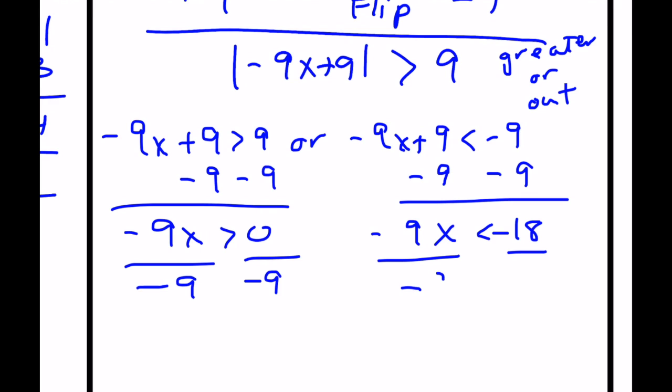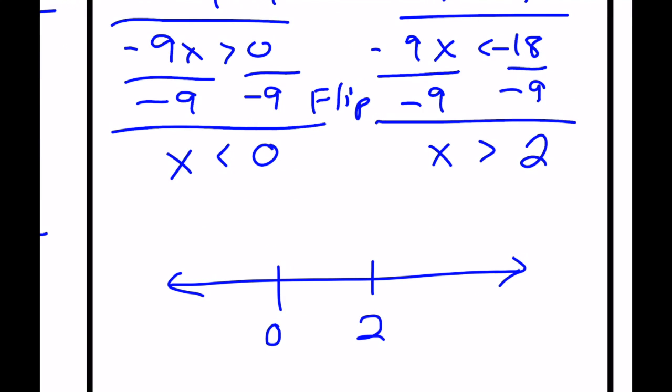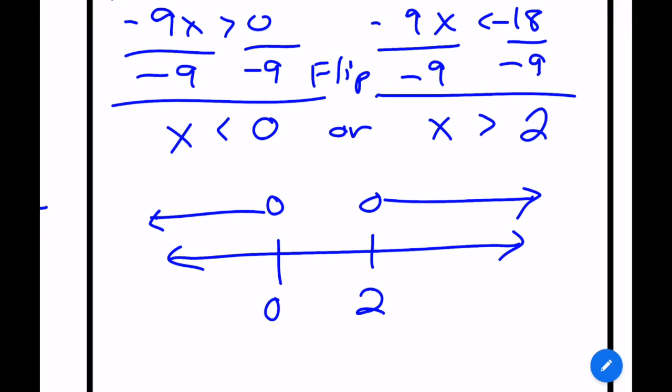Time to divide. We divide by negative 9 on all 4 parts. And we get x is less than 0, or x is greater than 2 because we are going to be flipping. So we divided by a negative number. Okay, let's graph. 0 and 2 both get open circles. Less than 0 means we shade left, and greater than 2 means we shade right. This is an OR problem from a greater than, so that means we should be shading out.